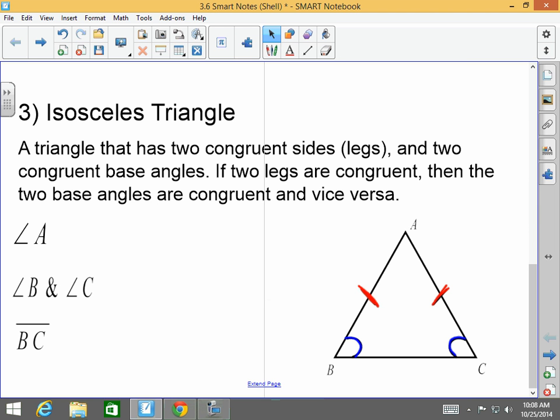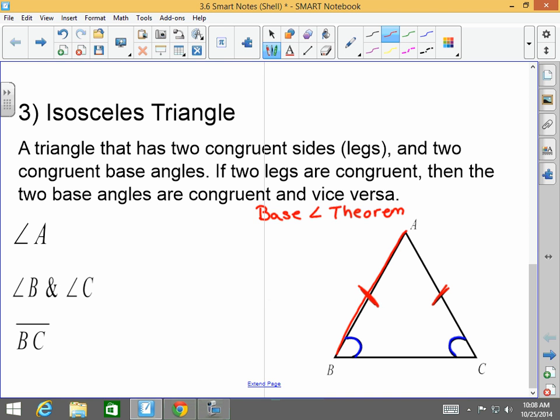And if 2 legs are congruent, then the 2 base angles are congruent, and vice versa. This is called the base angle theorem. It's not really in your book, but it is called the base angle theorem. And again, it states that if 2 sides or legs of a triangle are congruent, you can automatically guarantee that the 2 base angles are also congruent.